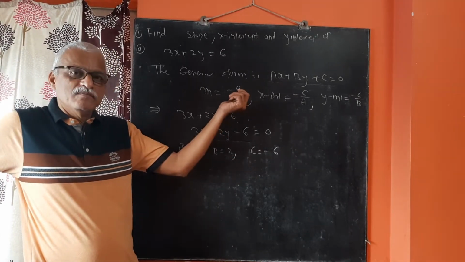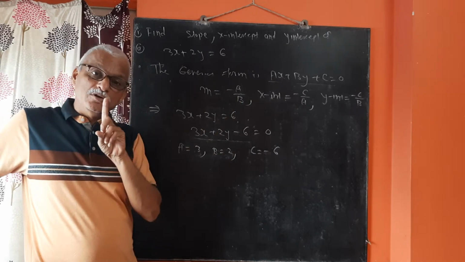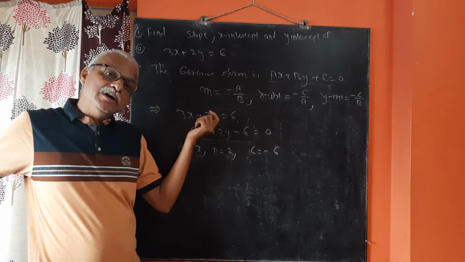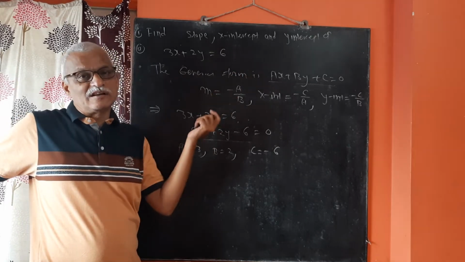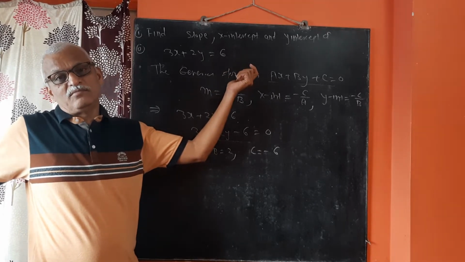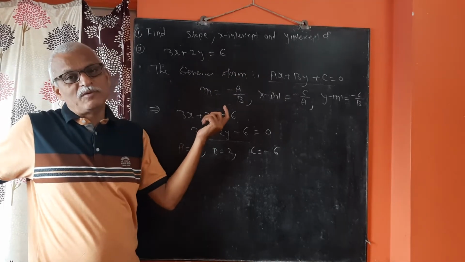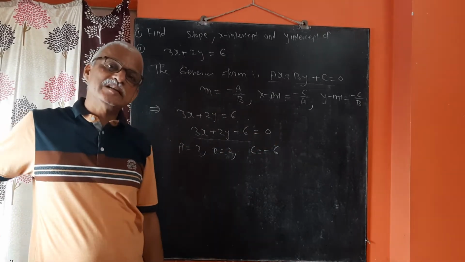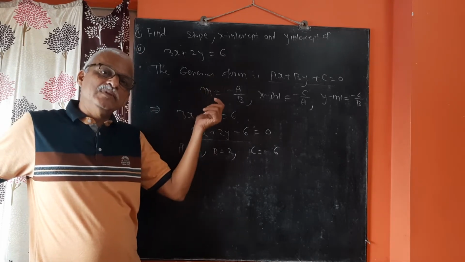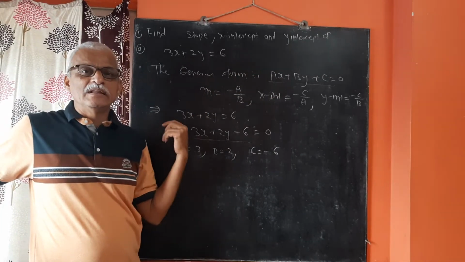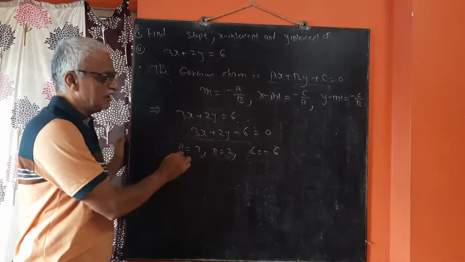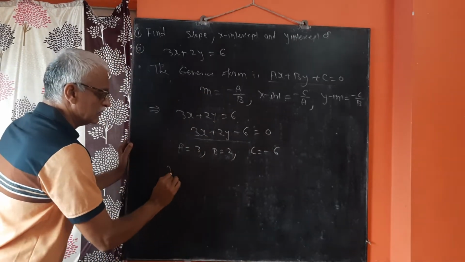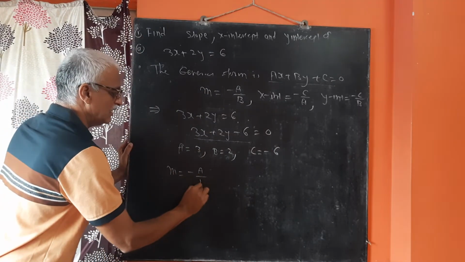The formulas are there. But before that, you have to remember that you convert the equation into the general form if it is not in the general form. If it is in the general form, there is no problem. You can directly write down the value of a, b and c. But if it is not in the general form, first convert it into the general form and then compare with the general form. By comparing, here we have got a equals to 3, b equals to 2 and c equals to minus 6.